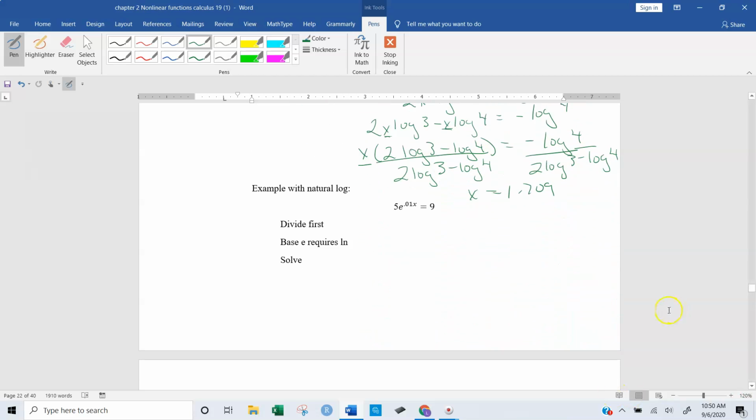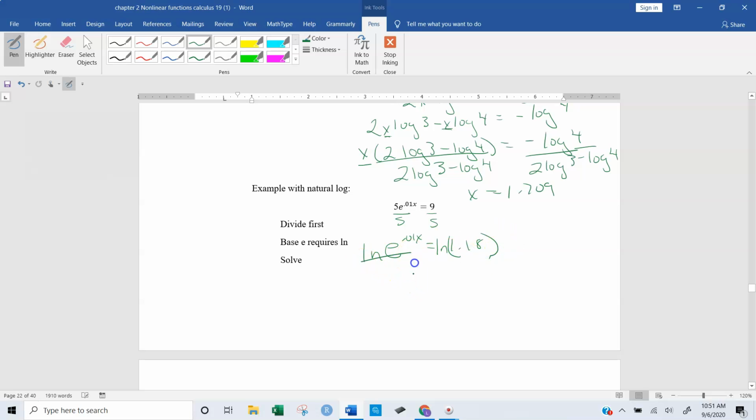Okay, this works the same way, except now it's natural logs. So the first thing we're going to do is divide by the 5, because we need the e by itself. So 9 divided by 5 is 1.8. Okay, now to get rid of an e, remember the opposite of an e is the natural log. So you take the natural log of both sides, like so.